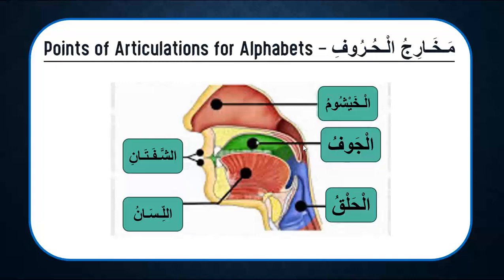Makharijul huruf, points of articulation for alphabets. As we said earlier, there are 5. We have al-khayshum, and al-khayshum means the nostril. The nostril, as we can see here, is the inner part of the nose and not the outer part. So you see the nose here, the nostril. Something comes from there. And the only thing that comes from there in Arabic language is what we call al-ghunnatu.